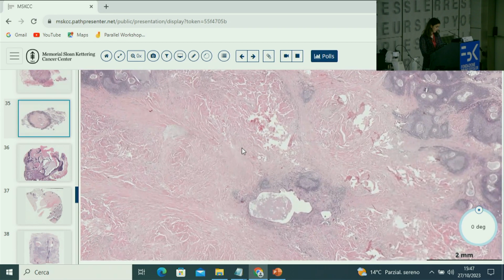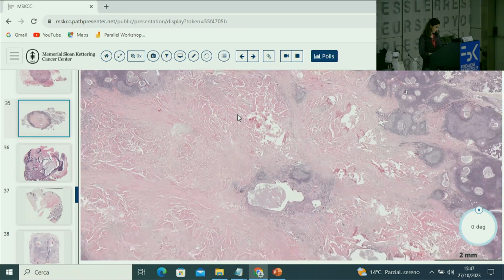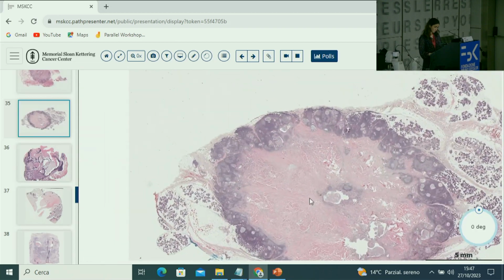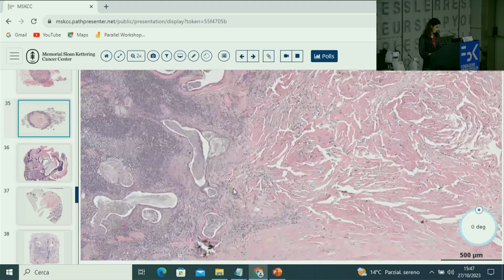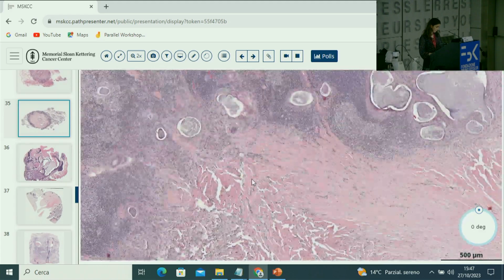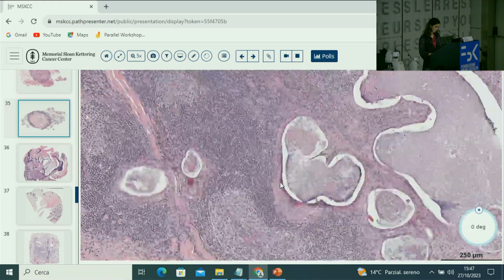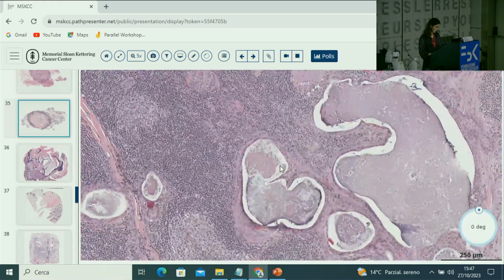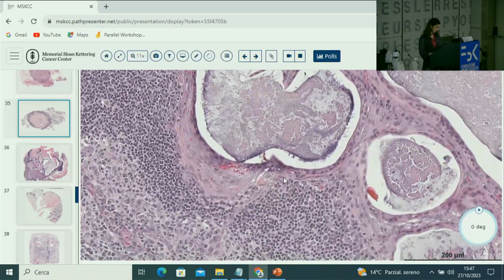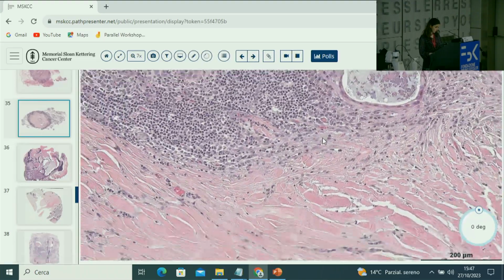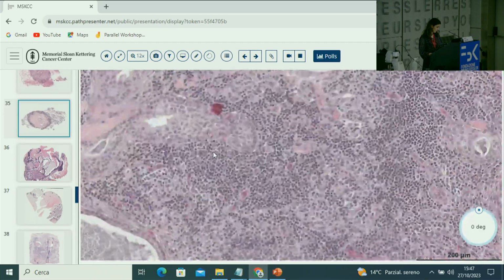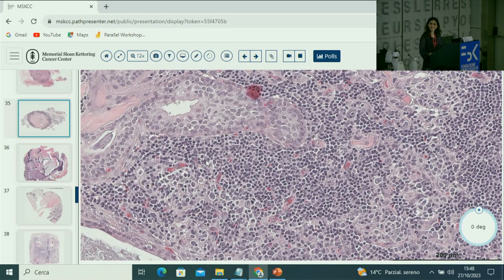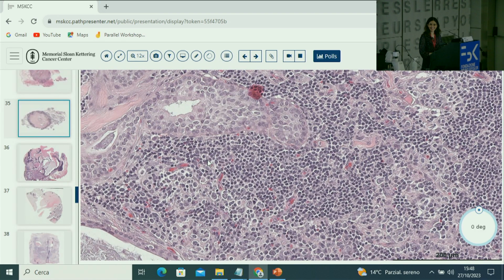Closer at this, kind of well defined. Has some glandular formation. Any idea? I think you can be a salivary gland pathologist. No?